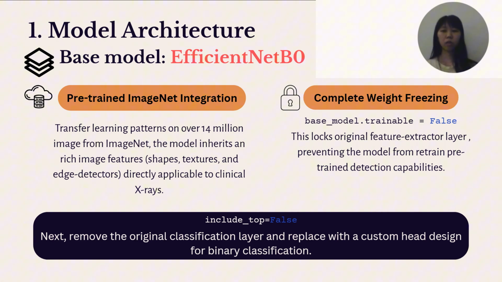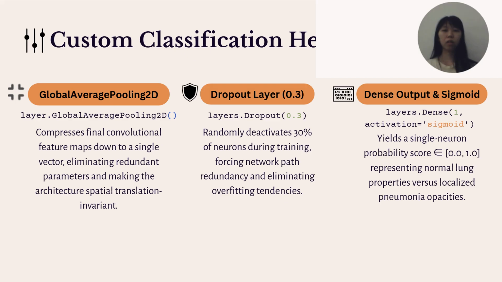Next, we remove the original classification layer, which predicts thousands of different categories, for example, dog or cat, and replace it with a custom head designed for binary classification. The custom head to adapt ImageNet features for pneumonia detection contains three layers. The first layer is global average pooling 2D. It helps to compress the feature maps into a single vector. It reduces the tensor shape, drastically reduces the number of parameters, and makes features translation invariant. Translation invariant means that the model can recognize an object even when its appearance varies in some way.